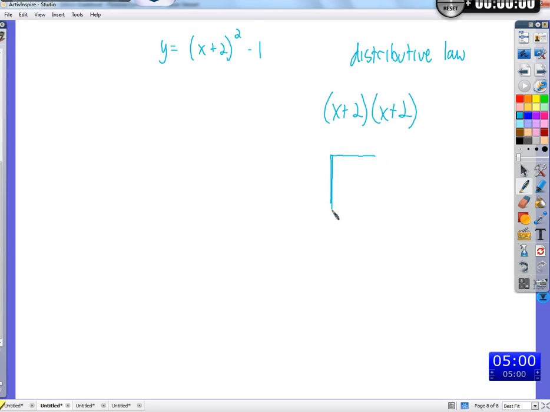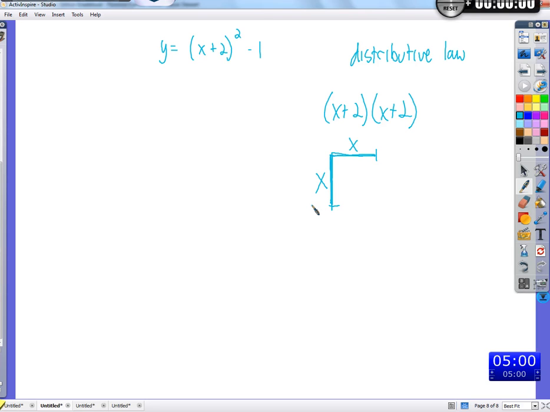We talked about this with the distributive law, but this just expands on that. If we call this distance x and this distance x, the hard thing about x is that it's a variable, it changes, so I can't really represent it by a length. We just have to accept that it's a thing that might change.